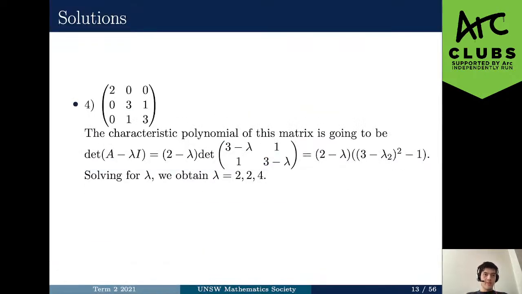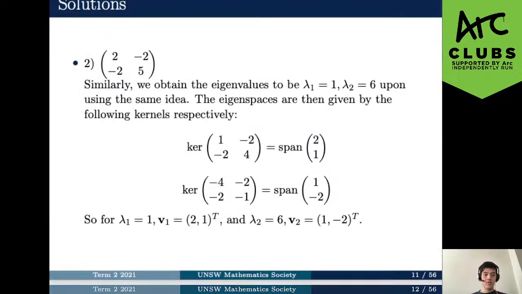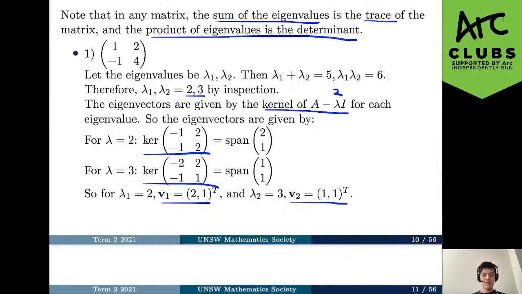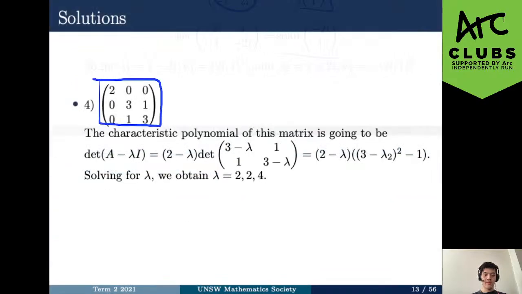I guess the fourth one here is a little bit trickier. This is a 3x3 matrix. The rule we talked about earlier, using the trace being the sum of the eigenvalues and the determinant being the product of the eigenvalues, still applies. But the problem is that the determinant is not necessarily so easy to calculate, or even the characteristic polynomial is generally not very easy to calculate.